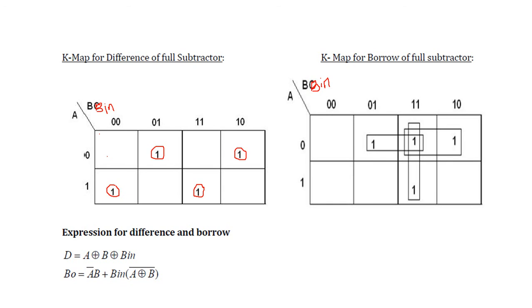For this one, if I group these 2 cells, then I will get here A bar B in. If I group these two, the equation I will be getting here B into B in. For the last one, if I group these two for the pair, then the expression I will get here is A bar B. So that is the expression for the borrow.